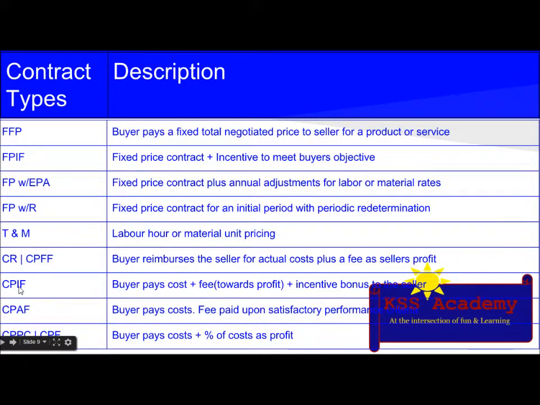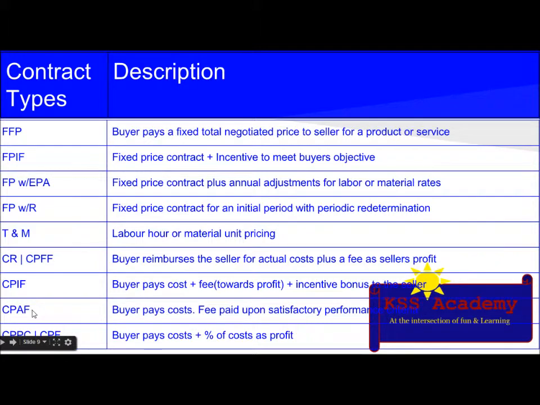Next thing is CPIF, which is cost plus incentive fee. The description is the buyer pays the cost plus fee towards profit plus incentive bonus to the seller. So the characteristic could be buyer and seller share the risk and savings and decide the sharing ratio. Incentive to align the seller's objective with the buyer's, including a target fee, target cost, and minimum or maximum fee.